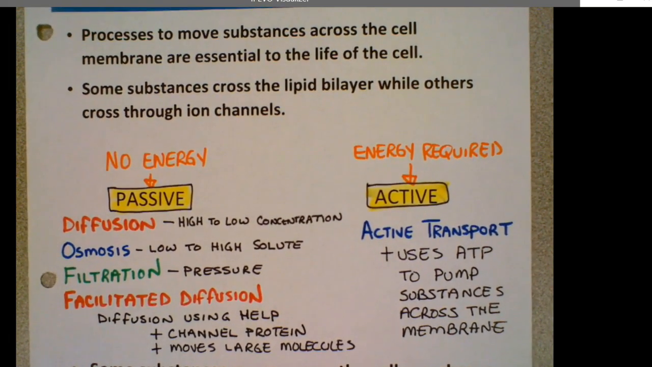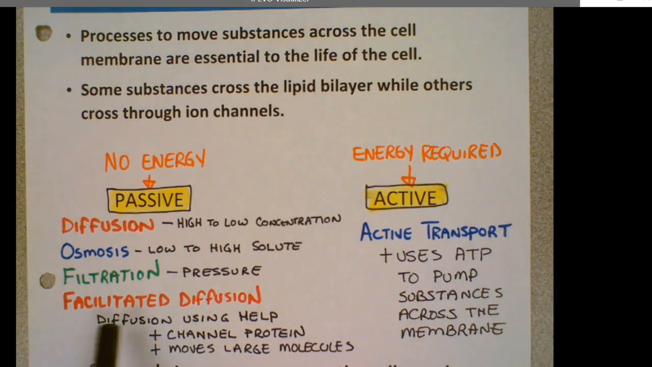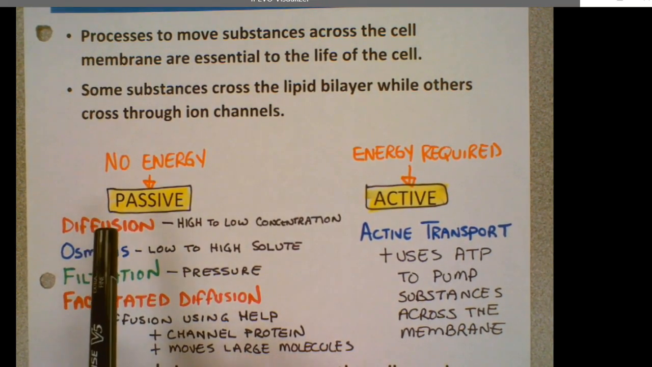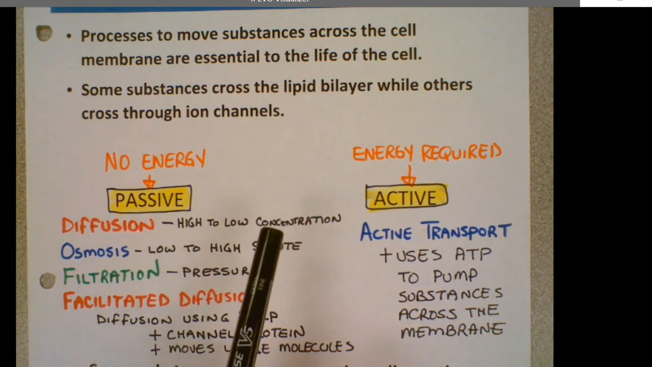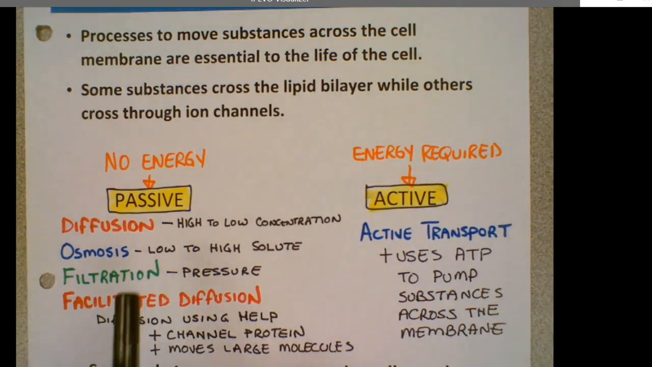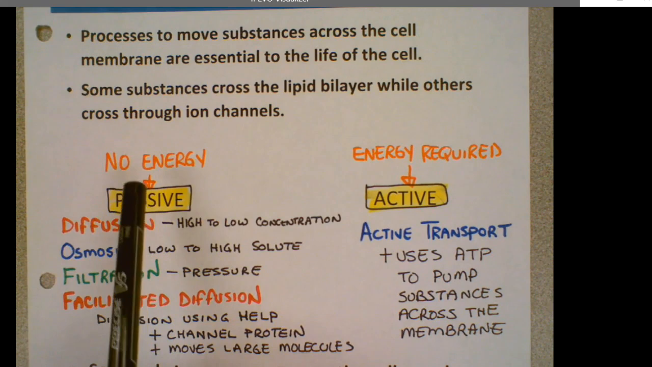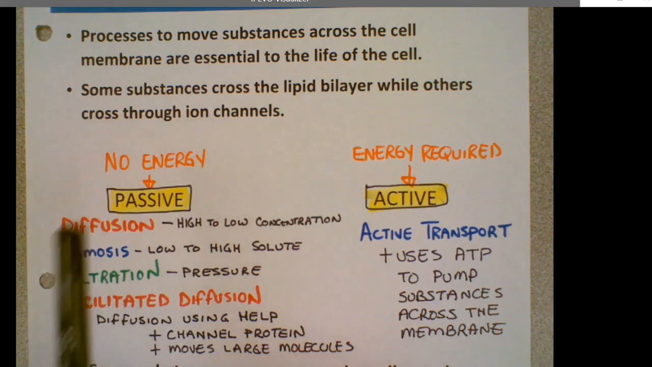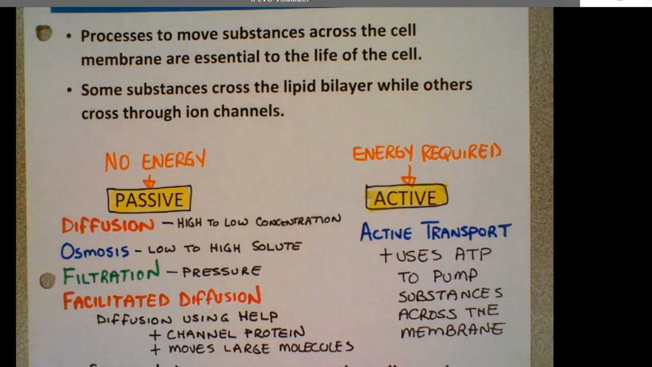And then we've got facilitated diffusion. Facilitated diffusion is just like diffusion, where we're moving from high concentration to low, except these are larger molecules like glucose, for example, that need a channel protein. So it says it moves large molecules from high concentration to low concentration, but we need a channel protein, a door, to allow those molecules to move through. Now, these four things don't require any energy. The cell just does them due to the physics of molecules.